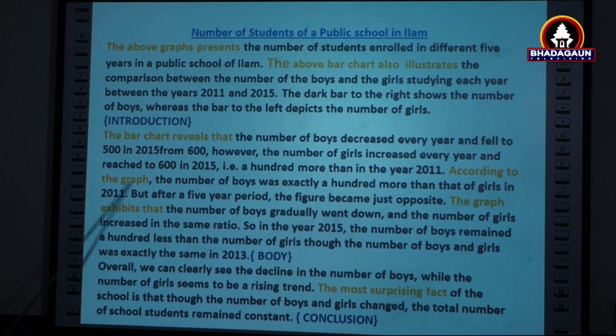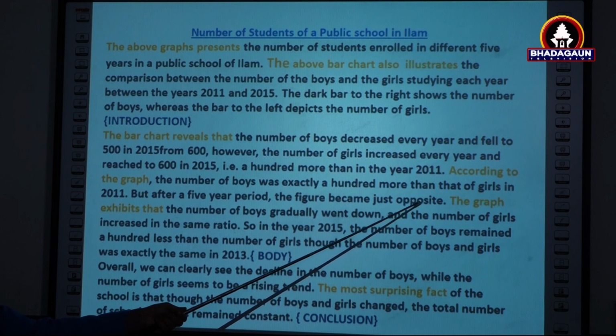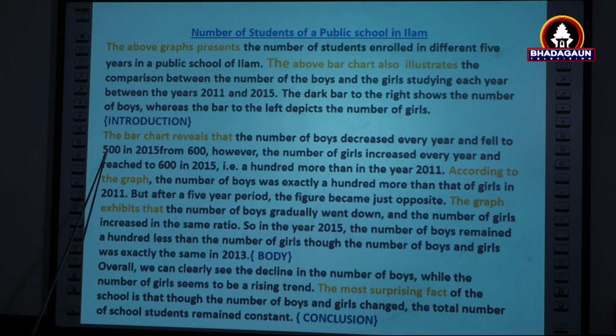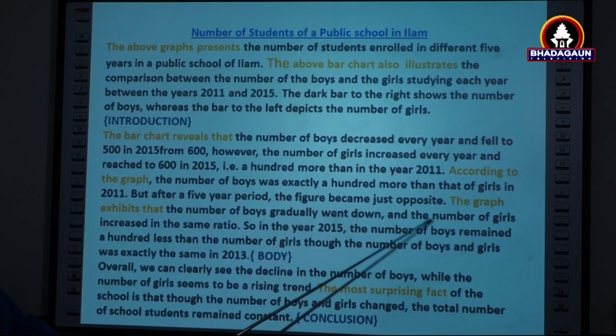According to the graph, this is the language function, the number of boys was exactly 100 more than that of girls in 2011. But after a 5-year period, the figure became just opposite. Opposite means the number of boys became 500 and the number of girls became 600, which was just opposite of 2011, respectively 600 and 500 boys and girls. The graph exhibits that the number of boys gradually went down and the number of girls increased in the same ratio.